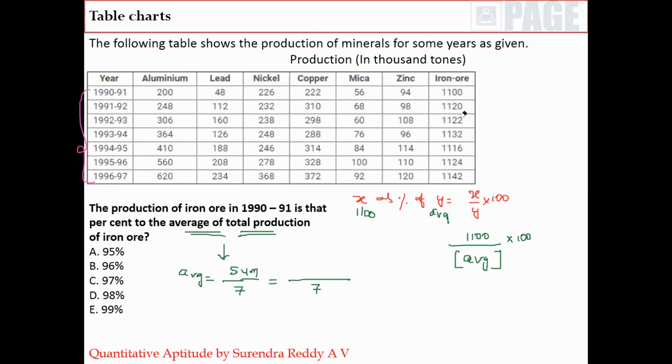Can you tell me what is the sum of the iron ore production in all the years together? Then substitute this average over here, you'll get your answer. So take this question as your homework. This question will continue in the next class.